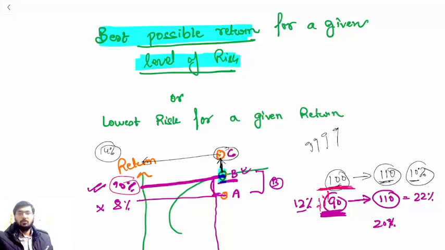Clear? So now finally, when I'm closing it, one thing I can say is that investors care about the portfolio risk and return, not the individual security. And risk can be diversified away when you invest in multiple assets which are not perfectly correlated.